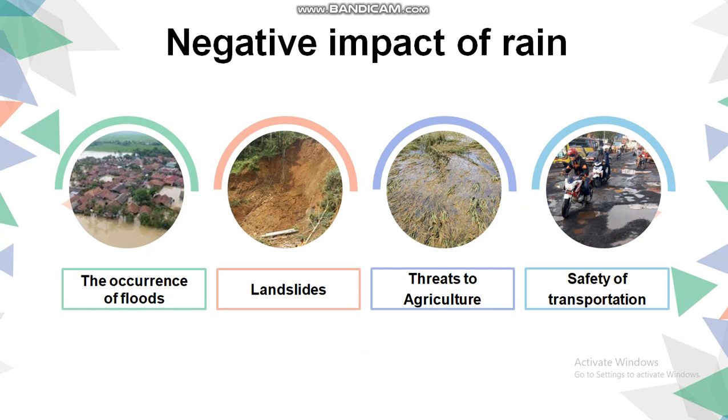Besides the benefits of rain, it also has negative impacts, some of which are the occurrence of floods, landslides, threats to agriculture, and safety of transportation.